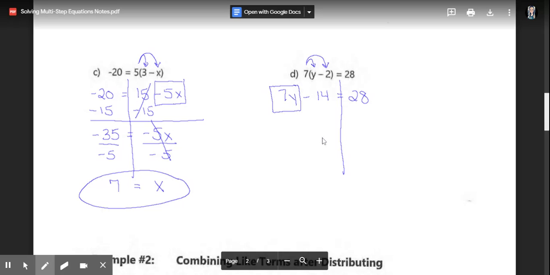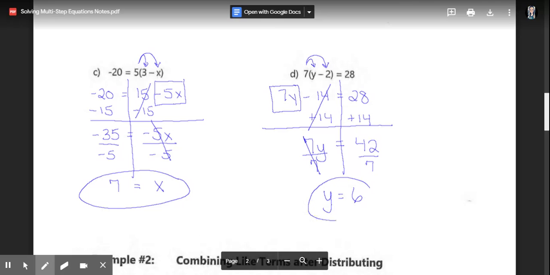What's the second step? I need to move the constant, so I'm going to add 14 to the other side. Negative 14 and positive 14 are opposites. They will cancel. I drop down the 7y equals 28 plus 14 is 42. What's the final step? I need to divide. I'm going to divide both sides by 7. These will cancel. Y equals 42 divided by 7 is 6. So final answer, I get y is equal to 6.